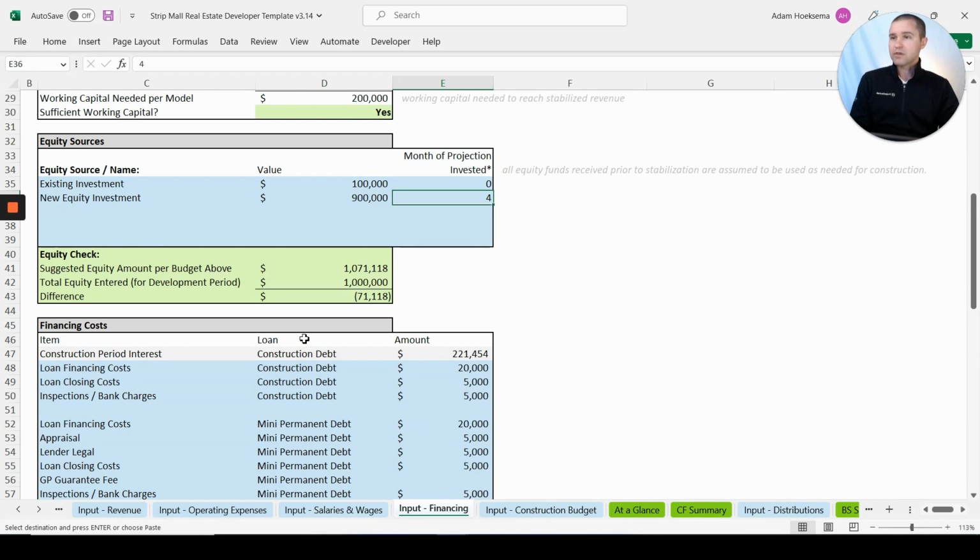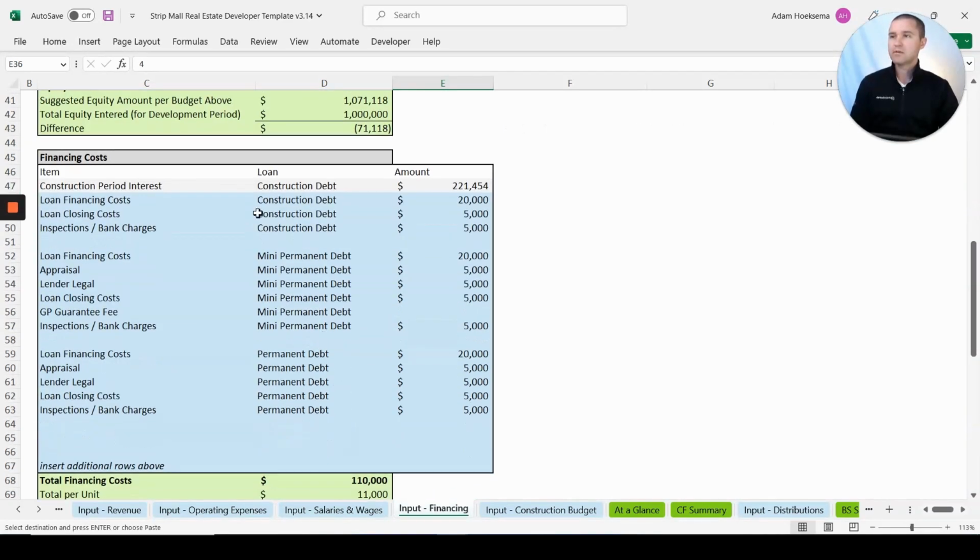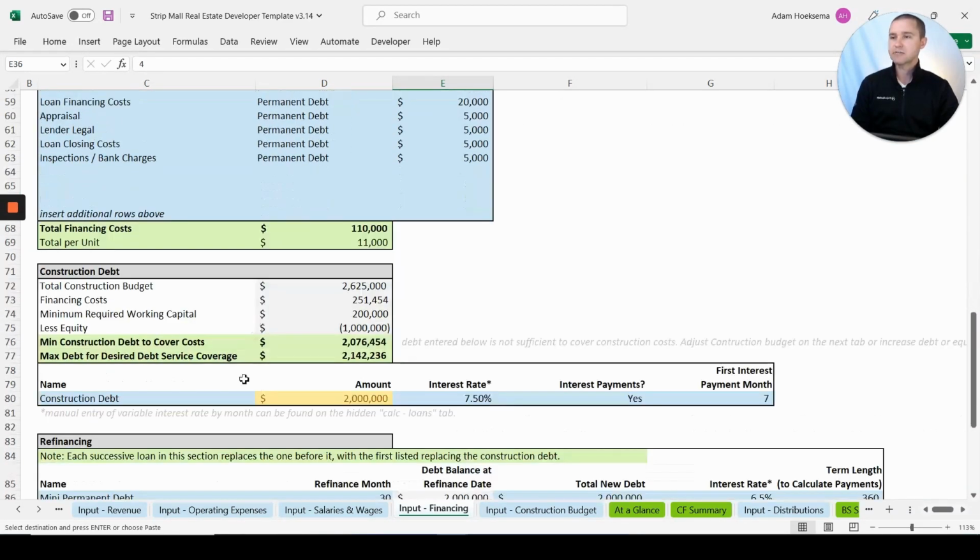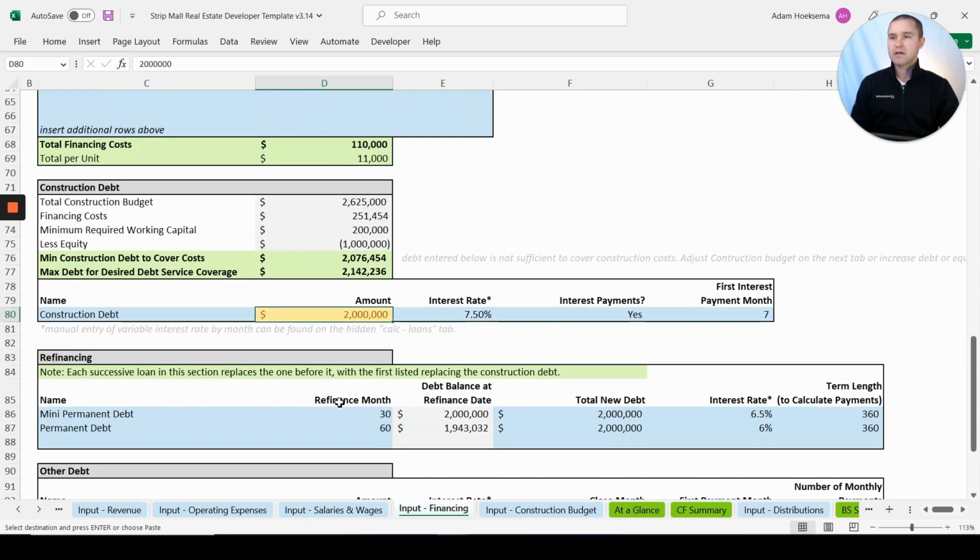And then for the loans, we're going to come back to the financing costs here in a second, because we need to come down here first and say, okay, here's the construction debt. This is where we enter in the amount of the loan that we're actually planning to take out. So we're saying we're actually going to borrow our $2 million loan here. And this is the construction loan, right? And so we're saying it's a 7.5% interest rate. We are going to make interest payments on this, and the first interest payment will be due in month 7.